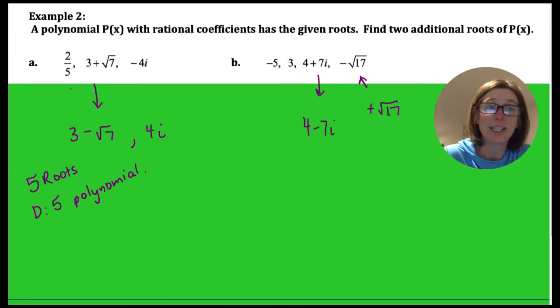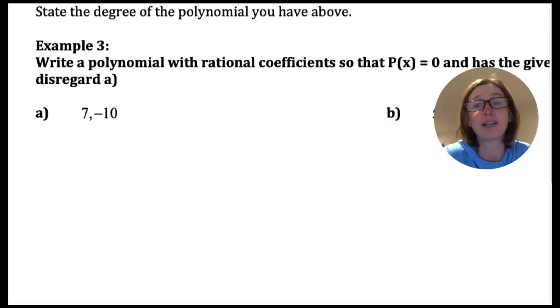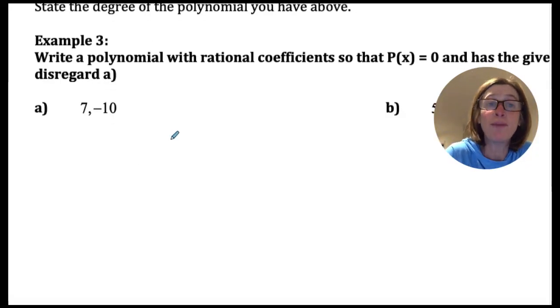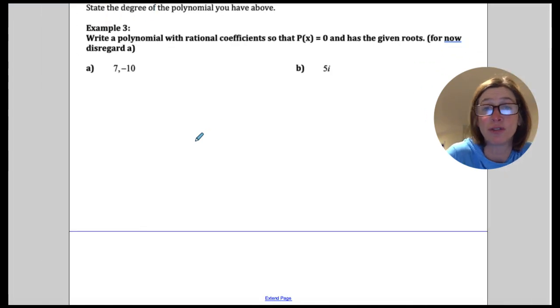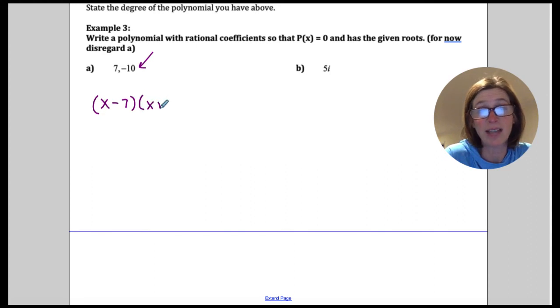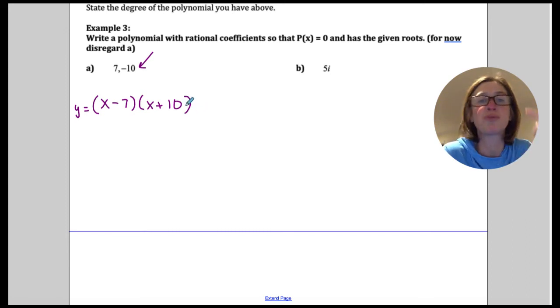All right, so that allows me to actually write a polynomial. I'm going to look at a few examples. We've been able to write a polynomial equation given the roots. Well, if I knew that 7 and negative 10 were solutions or roots, I could write the factors. So x minus 7, x plus 10. Okay, so y equals, and then I could multiply that out. Now, that's disregarding the a term, right? For now, we're going to do that.